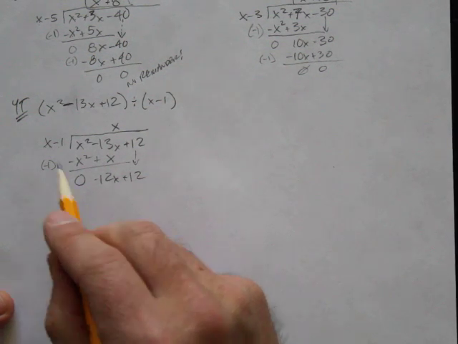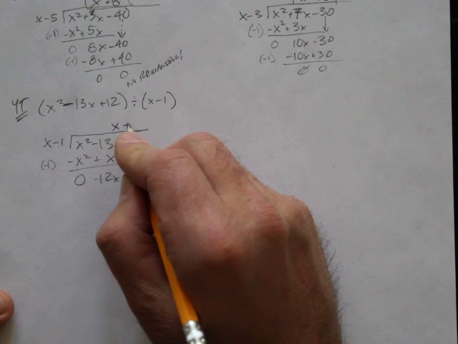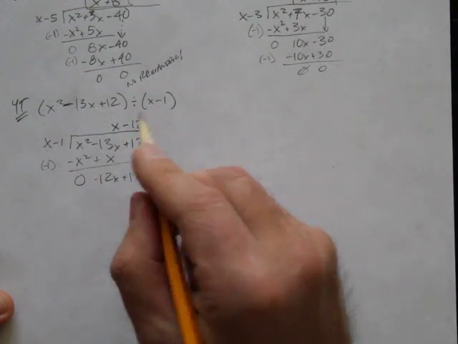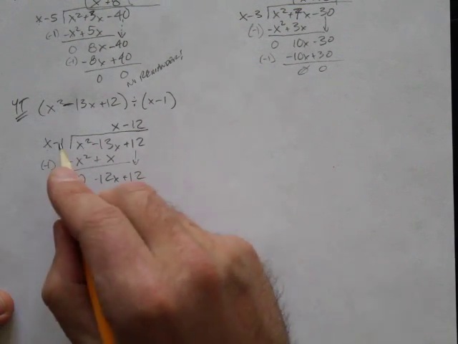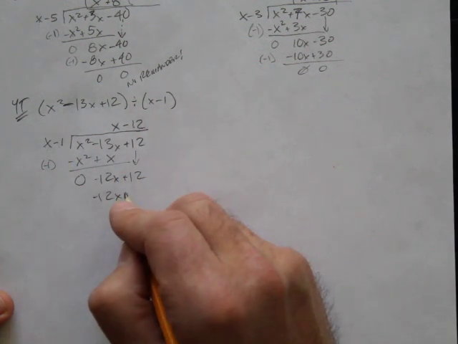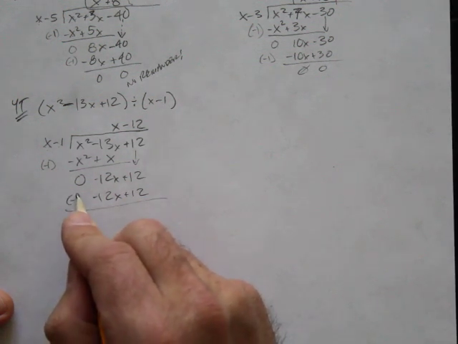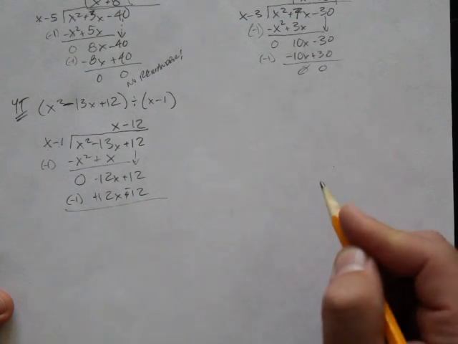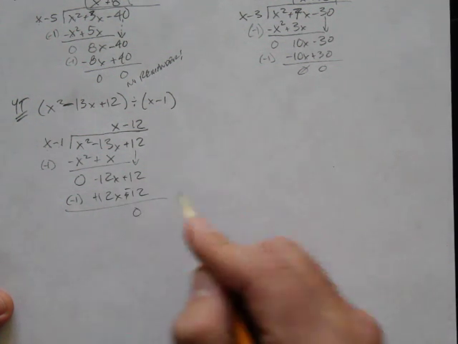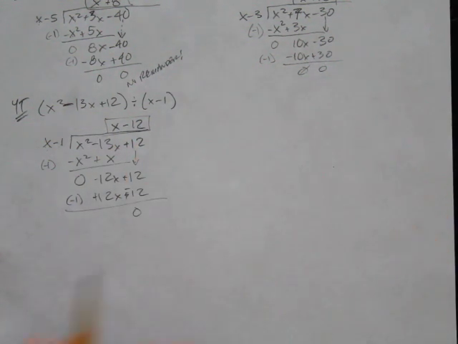What do I multiply by x to get to negative 12x? I multiply by a negative 12. Negative 12 times x is negative 12x. Negative 12 times negative 1 is positive 12. Multiply this bottom row by negative 1 because I want to subtract them. And so I end up with 0. Again, no remainder. x minus 12 is your answer.